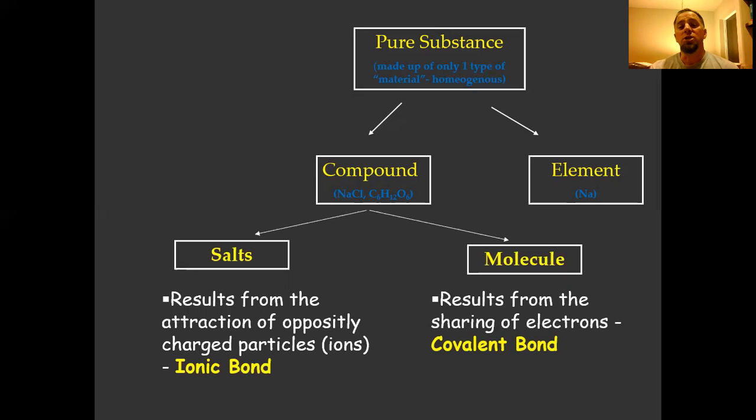Molecules result from the sharing of electrons. This is known as a covalent bond. We'll get into this a little bit later in this unit about how those different atoms share those electrons. So let's take a look at salts since we're going into ionic bonds here.